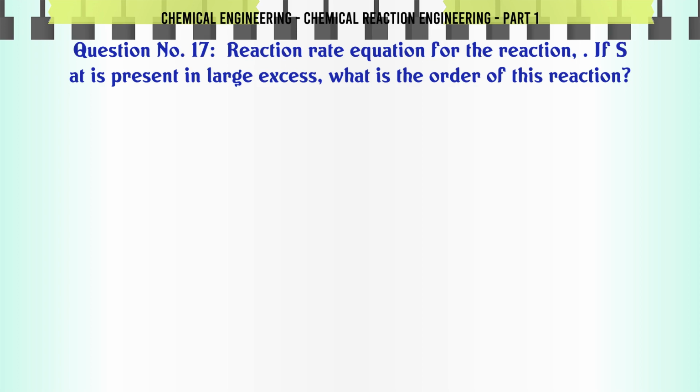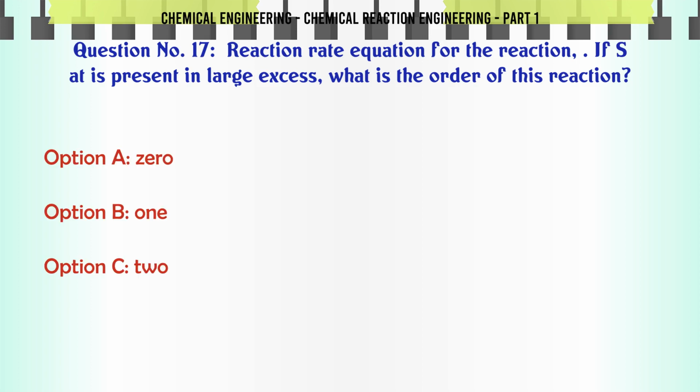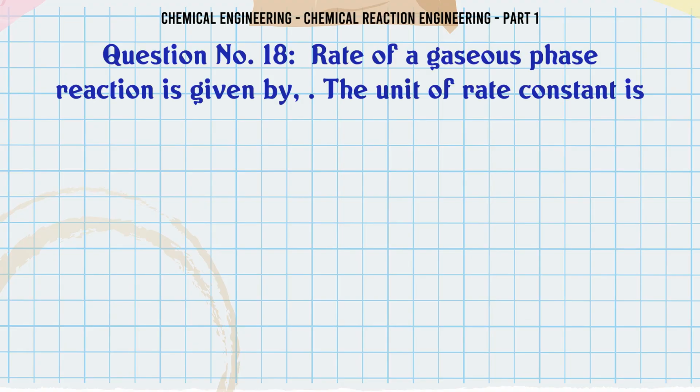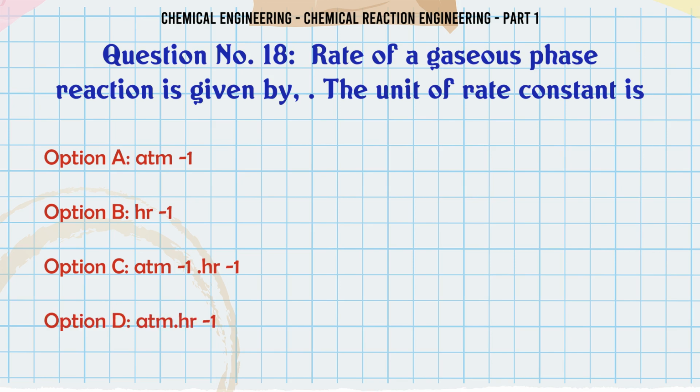Reaction rate equation for the reaction is given. If S is present in large excess, what is the order of this reaction? A. 0, B. 1, C. 2, D. 3. The correct answer is 1. Rate of a gaseous phase reaction is given by; the unit of rate constant is A.